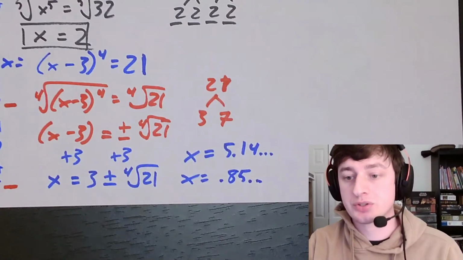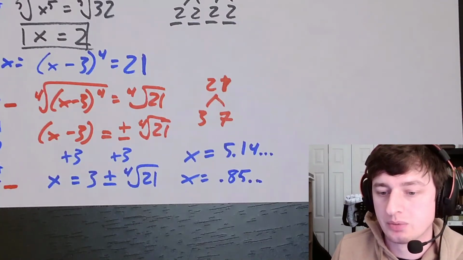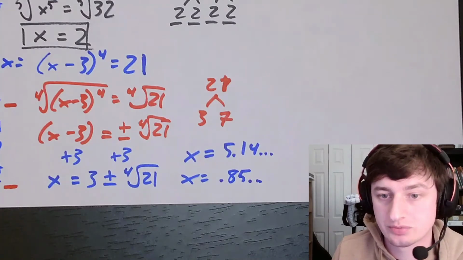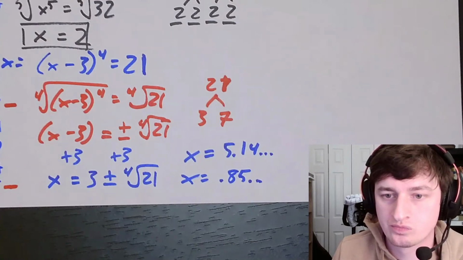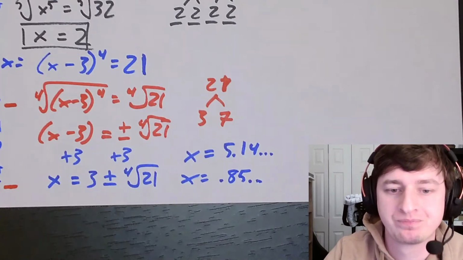So when we have even roots, it's possible that we get positive and negative numbers. Okay.